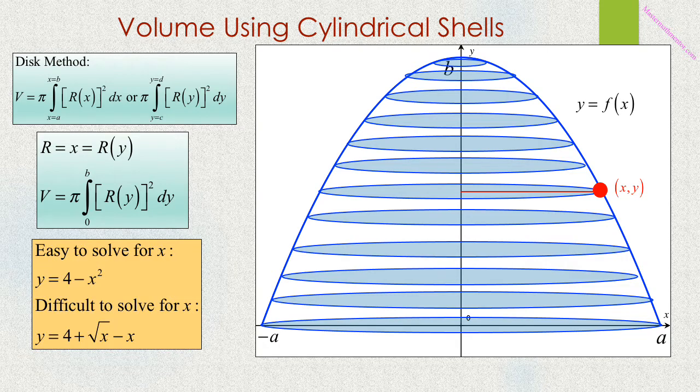Now, sometimes it is easy to solve for x. If our curve were y equals 4 minus x squared, solving for x would be simple. But sometimes it is difficult or even impossible to solve for x. For instance, y equals 4 plus the square root of x minus x. Wouldn't it be nice if we could integrate an expression using our x variable rather than having to solve for x and be in terms of y? Luckily we can, and our method is called the shell method.